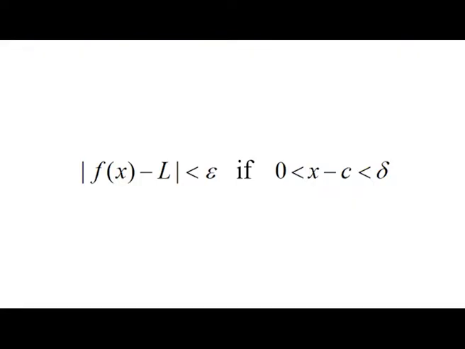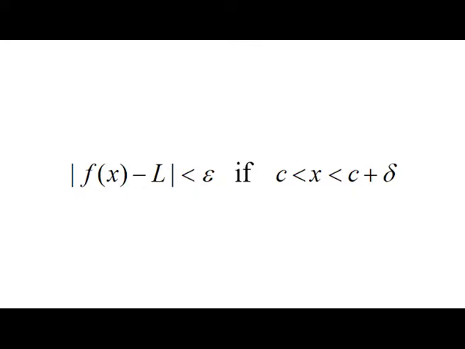Hence, we insist that f(x) be defined on an open interval (c, b), where c is less than b. Then we say f(x) has right-hand limit L at c and write the limit of f(x) as x approaches c from the right is L, if for every number epsilon greater than 0, there exists a corresponding number delta greater than 0 such that |f(x) minus L| is less than epsilon if 0 is less than x minus c, which is less than delta.